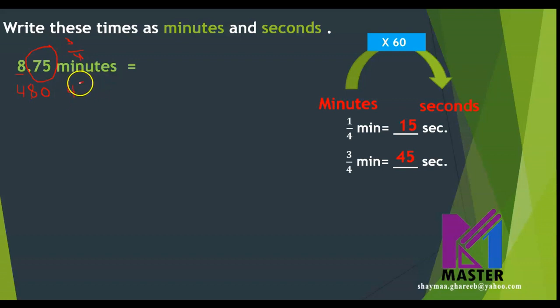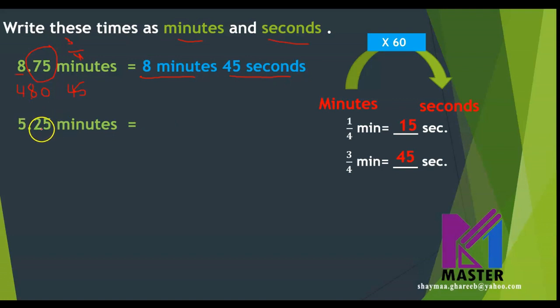So I'm going to add the 45 to the 480 in order to write them in seconds. If I want to write them in minutes and seconds, I'm going to write it as 8 minutes and 45 seconds. Is this clear?